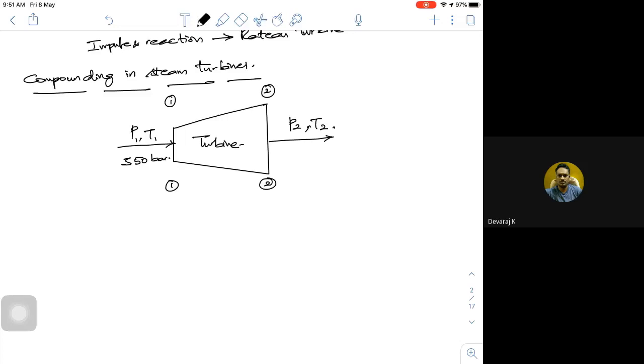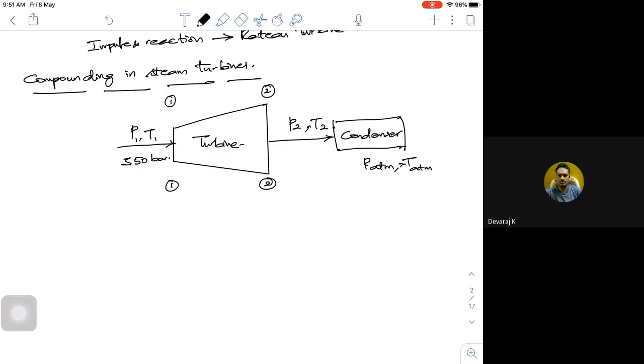On the downstream, I do have a condenser here. The condenser will be operating at atmospheric pressure or slightly below atmospheric pressure, and the temperature it can handle is slightly above atmospheric. If the atmospheric temperature is around 25 or 30 degrees, the condenser can operate at some 40 or 50 degrees. So that is the entry temperature I'm looking at. At the exit, it may be equal to the atmospheric temperature.